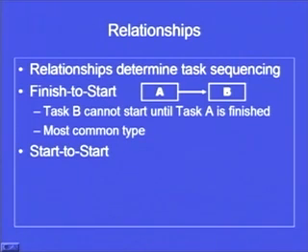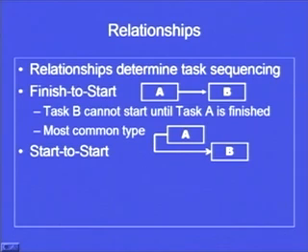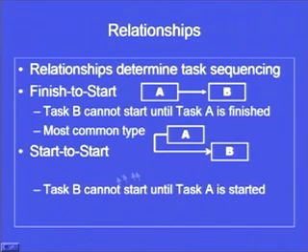Then there is another, the start to start relationship. So B will start when A has started. So both will move simultaneously. As soon as A starts, on your screen you can see B, it will trigger off a message and B will also start. So task B cannot start until task A has started. This is also a type of relationship which sometimes has to be incorporated when we construct the network.